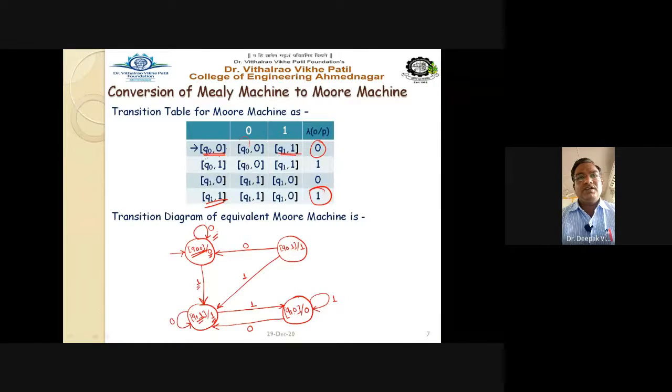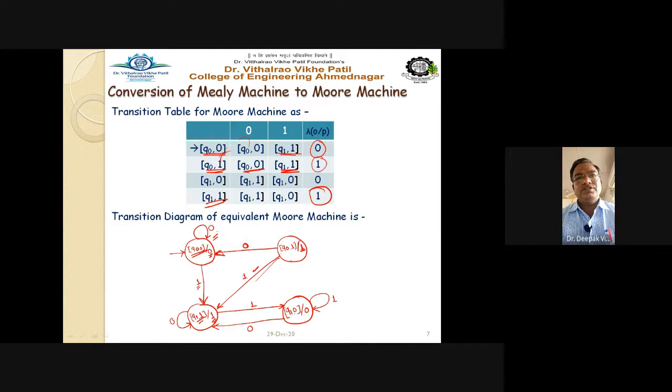Now take the next state, Q01. Q01 is drawn here, and the output associated with this is 1. So /1 is written here in the state. Now on 0 it goes to Q00, so this transition is on 0, and on 1 it goes to Q11.